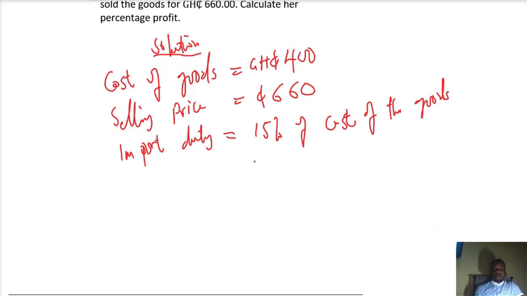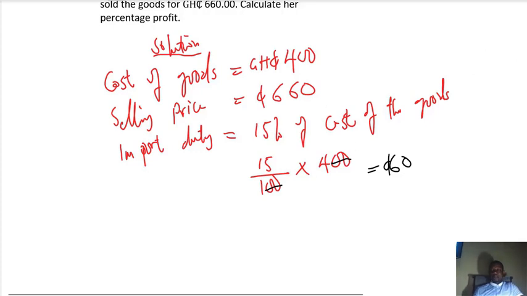So we are going to have 15 over 100 times the cost of the goods, 400 Ghana cedi. This 0 will cancel the 0. Then we have 60 Ghana cedi. So meaning she paid 60 Ghana cedi as the import duty on the goods.